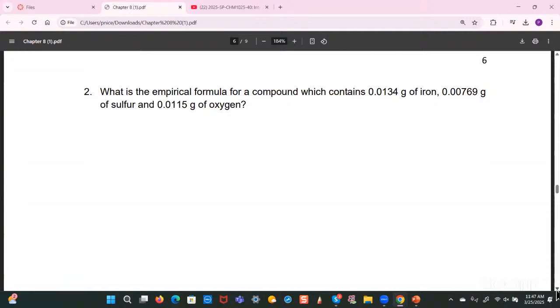Number 2 is asking for the empirical formula, and it gives you the masses of iron, sulfur, and oxygen. So how do you think you go about solving this one?